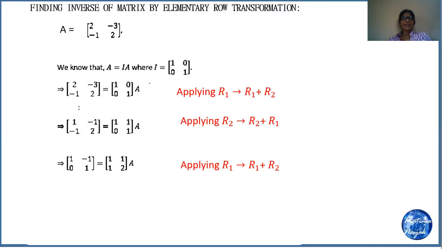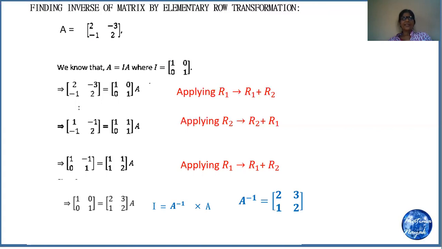Next is to convert minus 1 to 0. I'll do R1 is equal to R1 plus R2. So it will be 1, 0, 0, 1. And here the changed right side will be 1 plus 1, 2, and 1 plus 2 is equal to 3. So what is the inverse? So we got in this form, identity matrix is equal to A inverse into A. So what is A inverse? A inverse is equal to 2, 3, 1, 2. You can practice some more questions so that it can be fast.